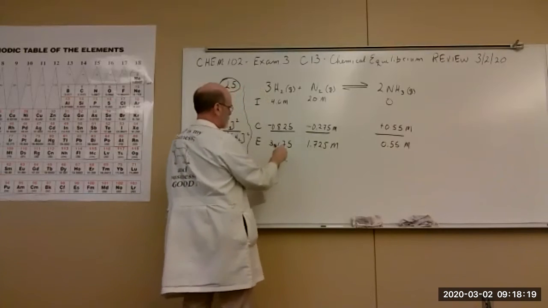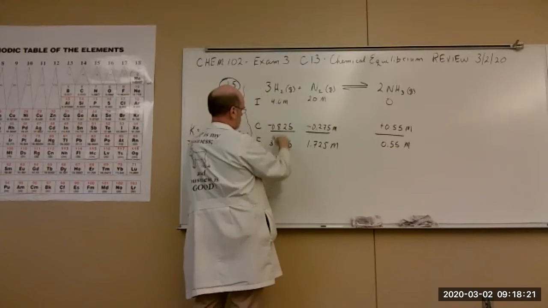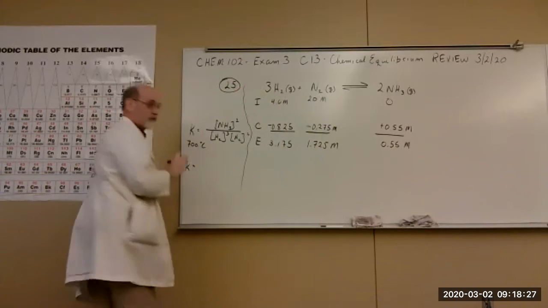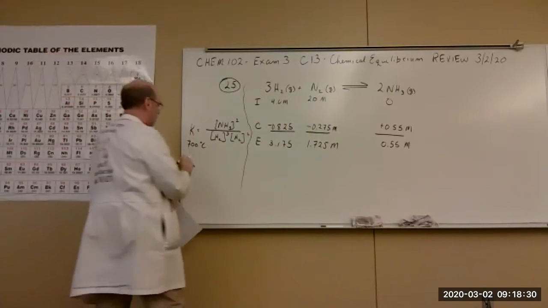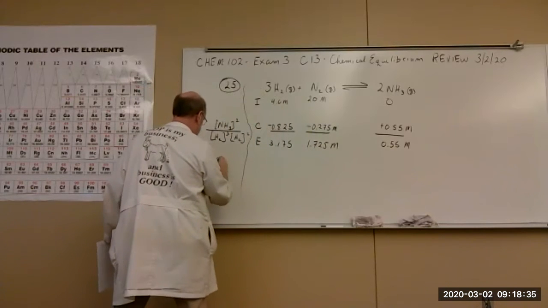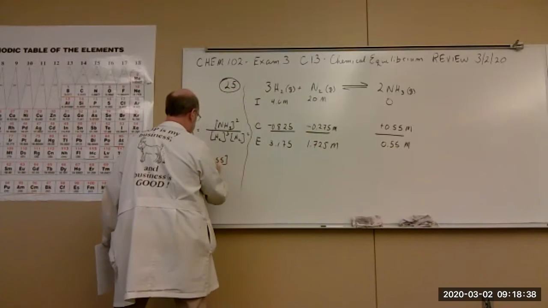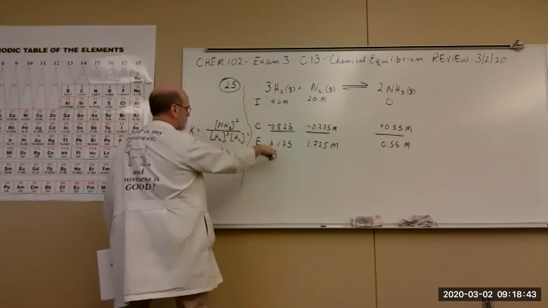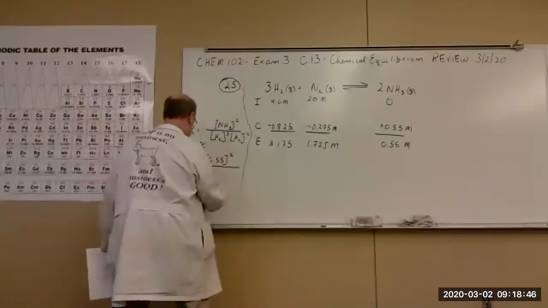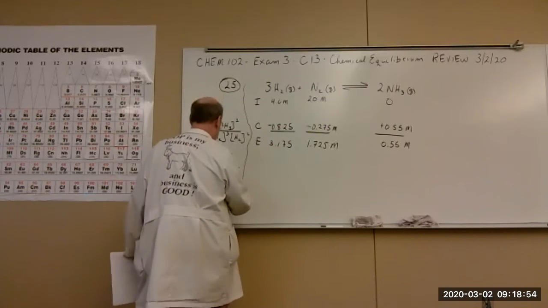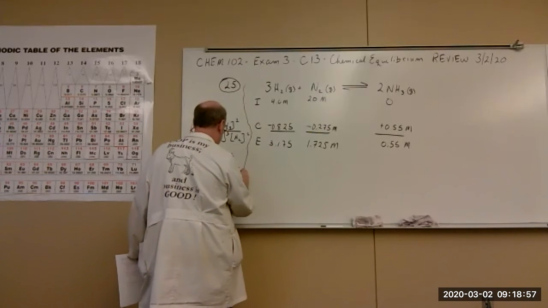Let's be sure that's right. Okay. Ammonia, 0.55, squared. Hydrogen, 3.175, cubed. And nitrogen, 1.725, to the first power.